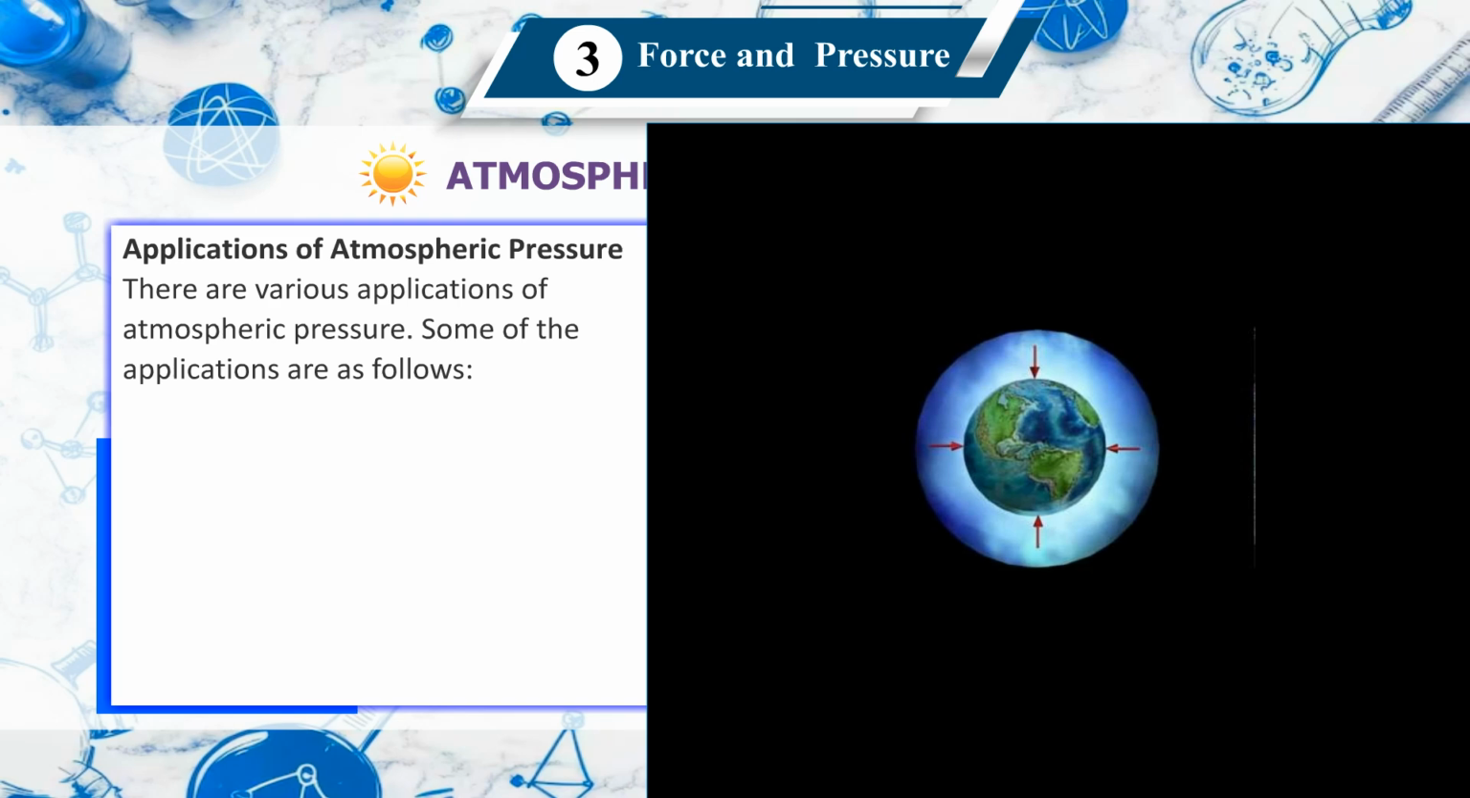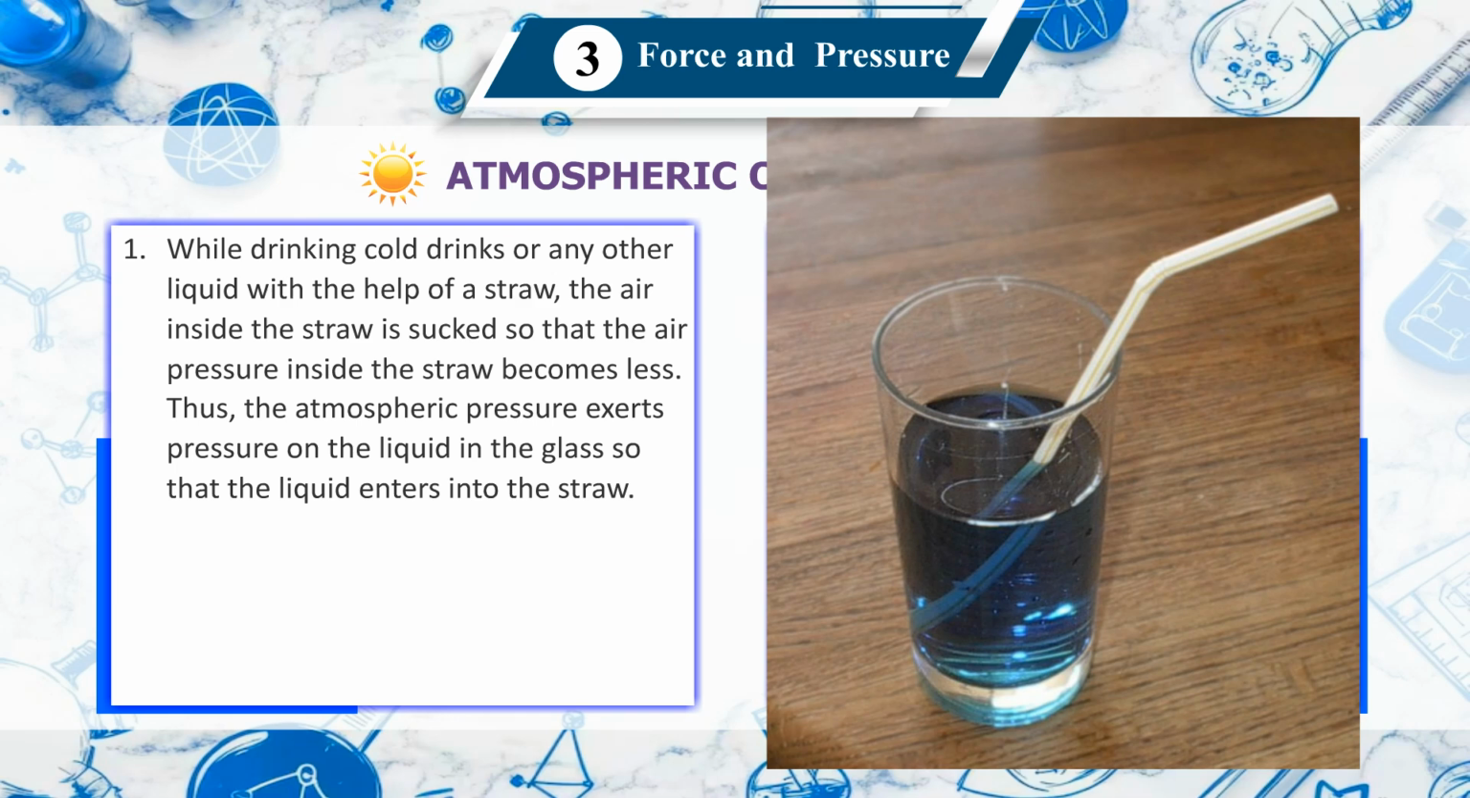Applications of atmospheric pressure. There are various applications of atmospheric pressure. Some of the applications are as follows. First, while drinking cold drinks or any other liquid with the help of a straw, the air inside the straw is sucked so that the air pressure inside the straw becomes less. Thus, the atmospheric pressure exerts pressure on the liquid in the glass so that the liquid enters into the straw.